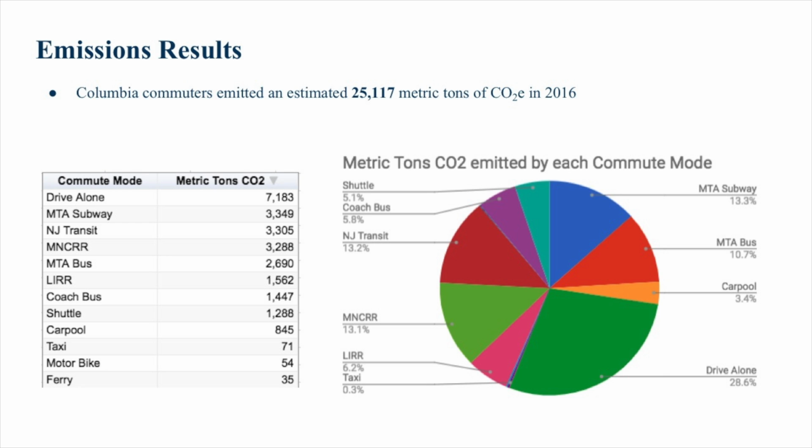And then once we were able to estimate the individual overall miles traveled for each commute mode, we then inputted that into our emissions calculator tool and got a total of 25,117 metric tons of carbon equivalent emitted by Columbia commuters in 2016. The commute mode that accounted for the majority, or the most metric tons emitted, was driving alone with 7,183 metric tons emitted, followed by the MTA subway with over 3,000, and then the New Jersey Transit was also around 3,300.